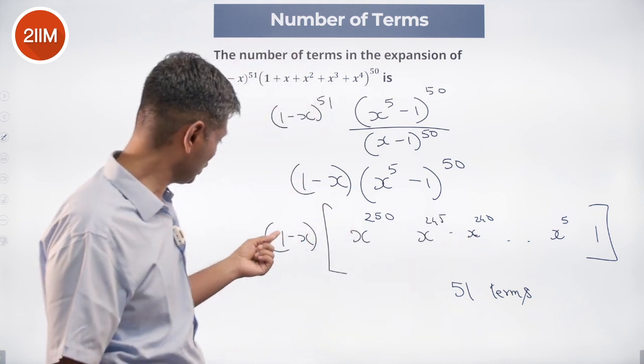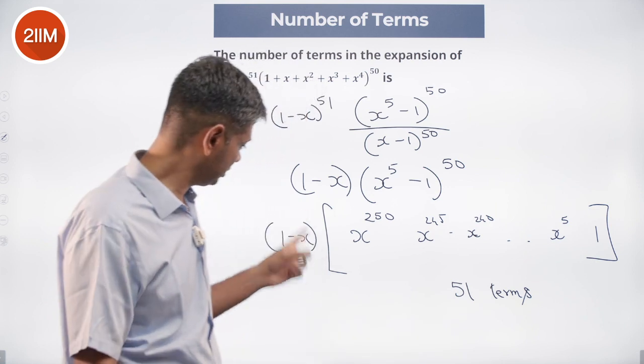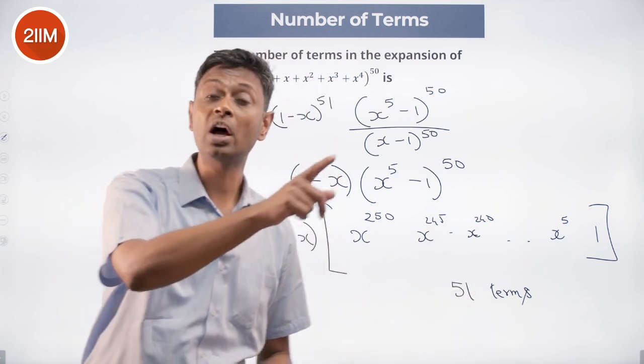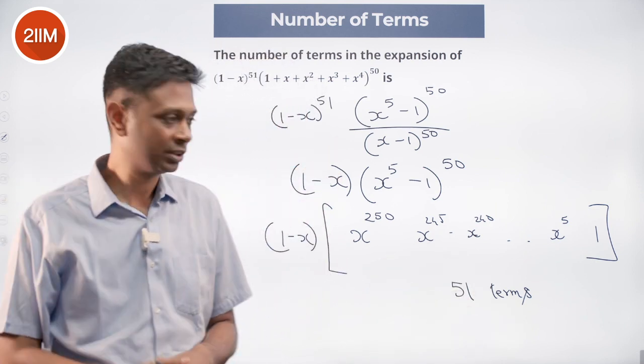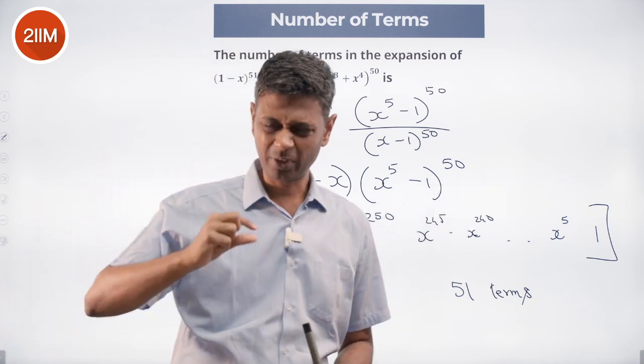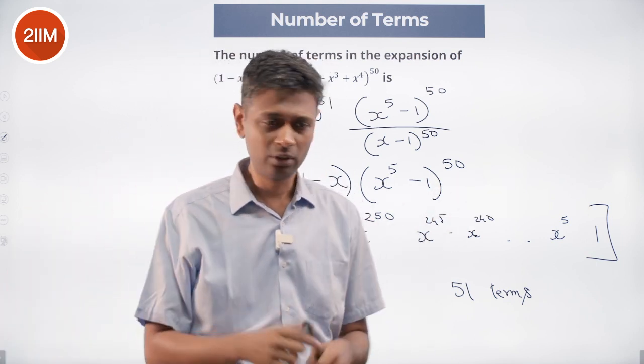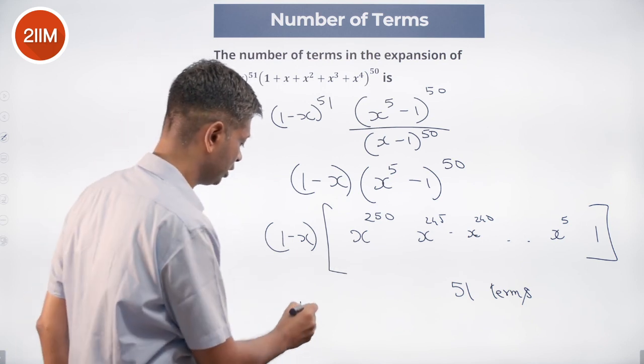Now, this into this will give me 51 terms. This into this will give me 51 terms. All 102 coefficients will be different. These are all steps of 5. These are all steps of 5 plus 1. There is no overlap at all. So there will be 51 plus 51, 102 terms.